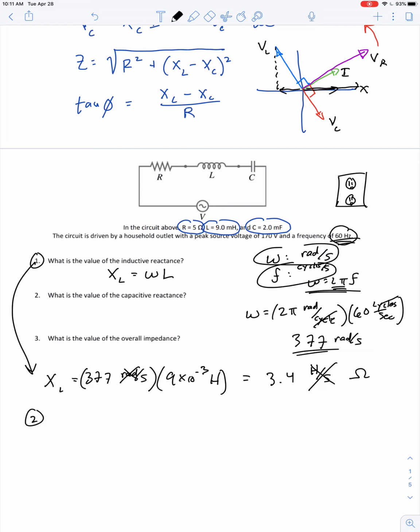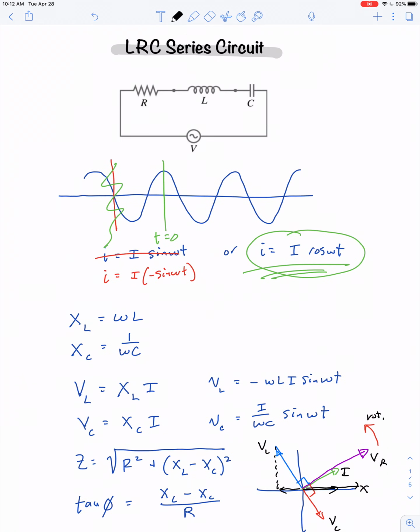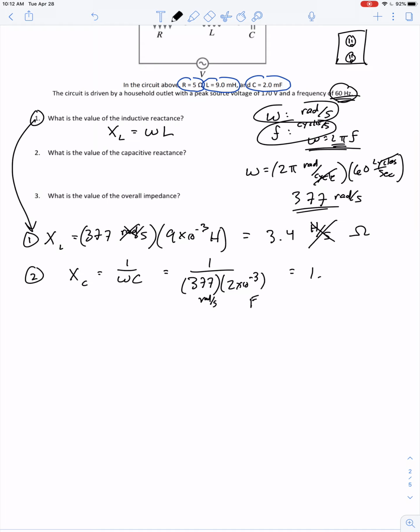Number 2, what's the value of the capacitive reactance? Capacitive reactance is 1 divided by angular frequency times capacitance. So in this case, it's 1 over 377 times 2 times 10 to the negative third. Of course, I mean 377 radians per second, and 2 times 10 to the negative third farads. And this gives a value of about 1.33 ohms. Okay.